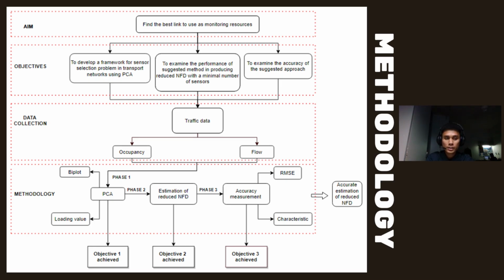For the third level, the data collection will be divided into two, which are occupancy and flow. As for the last level, the methodology is divided into three phases. Phase one is the principal component analysis, whereby it's divided into two, which are B-plot and loading value. Phase 2 is the estimation of reduced NFD, and lastly, phase 3 is accuracy measurement, whereby divided into two, which are RMSE and characteristic.